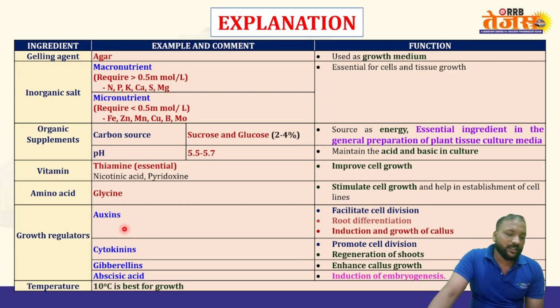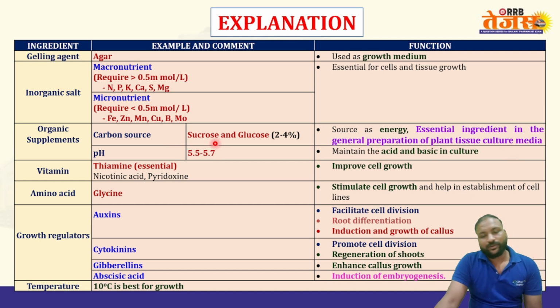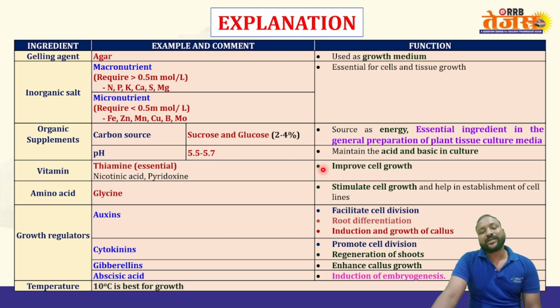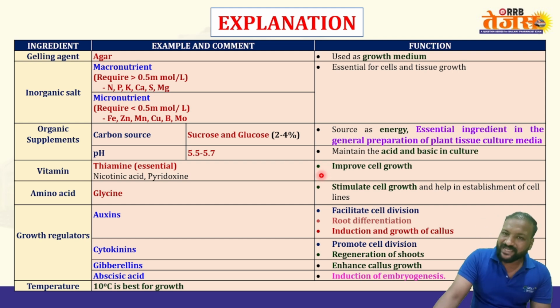So the carbon source, sucrose and glucose, the energy source, is an essential ingredient in the general preparation of plant tissue culture media. So this is a very important slide. Try to capture this one, otherwise try to note it down. These functions and the important ingredients in the nutrient media are very important with respect to plant tissue culture.